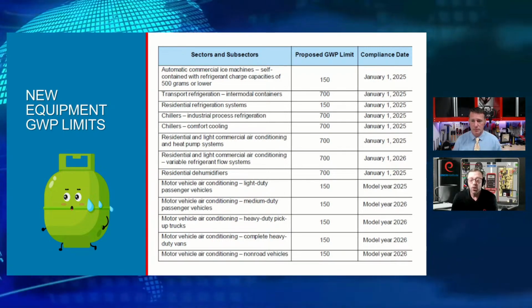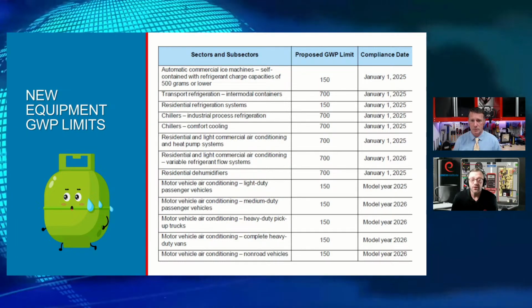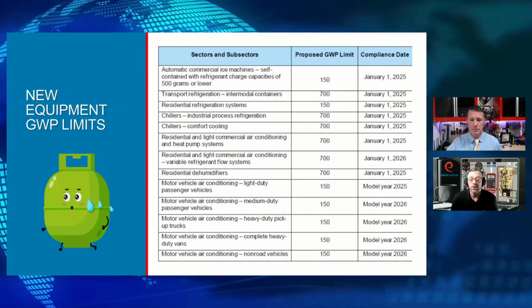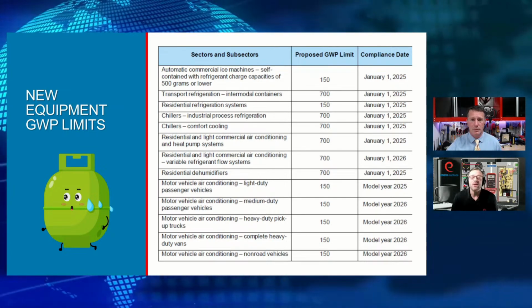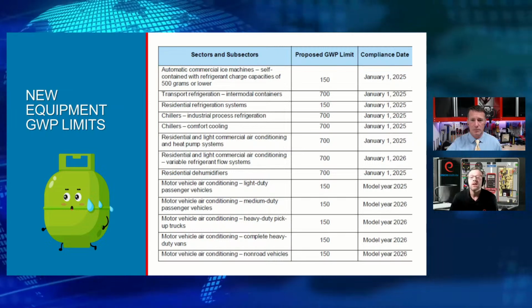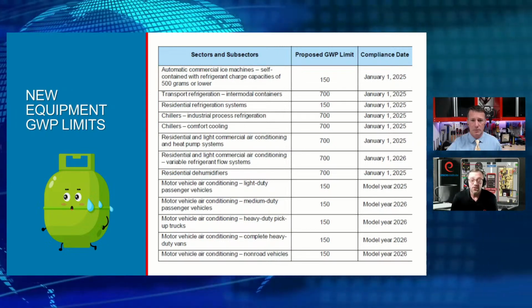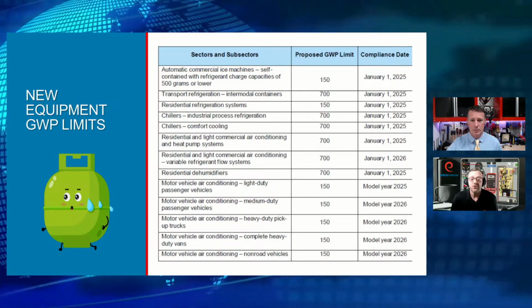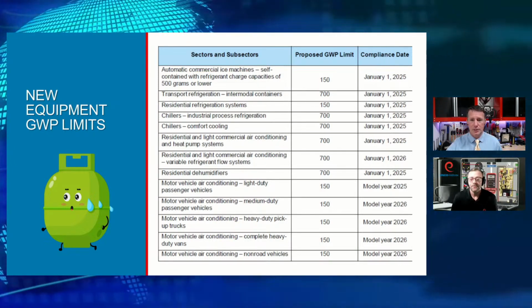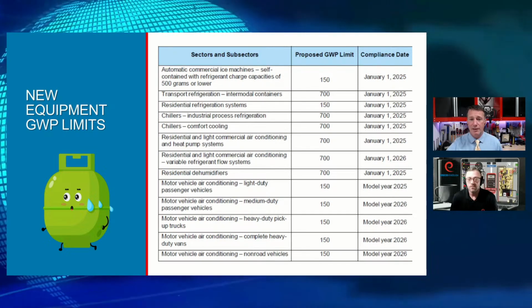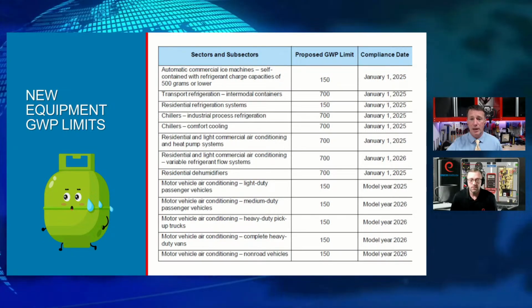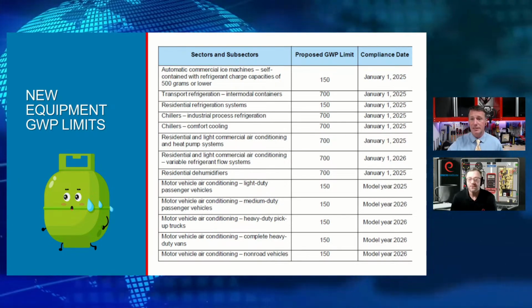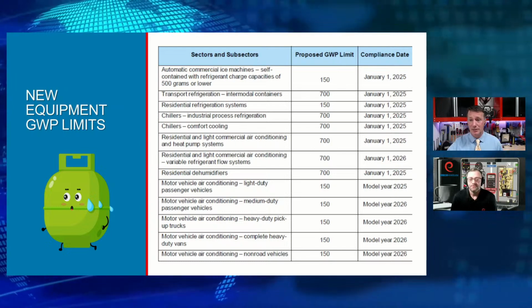And I want to point out or highlight the residential, light commercial air conditioning and heat pump systems at 700 GWP by January 1, 2025. So folks that are saying, listen, we got time, this isn't coming. Listen, by January 1, 2025, new equipment has to operate on refrigerants that are at 700 GWP or less. Exactly. So we're talking January 1, 2025 for residential systems. We're talking about January 1, 2026 for our VRF systems. So that's a lot to think about.